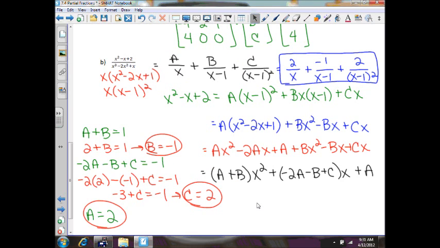Now in examples 4 and 5, they're going to be irreducible quadratic factors. That'll be in the next video.